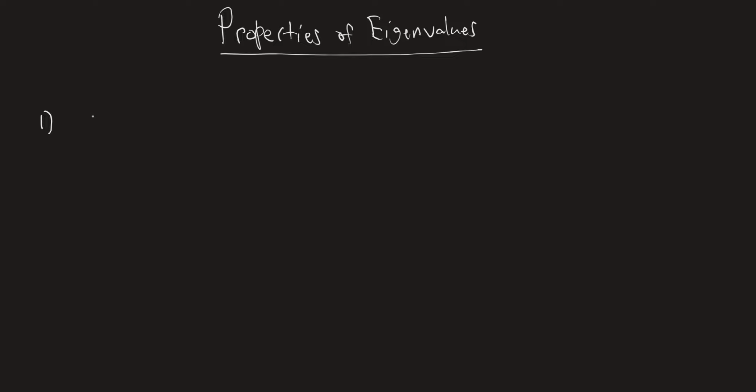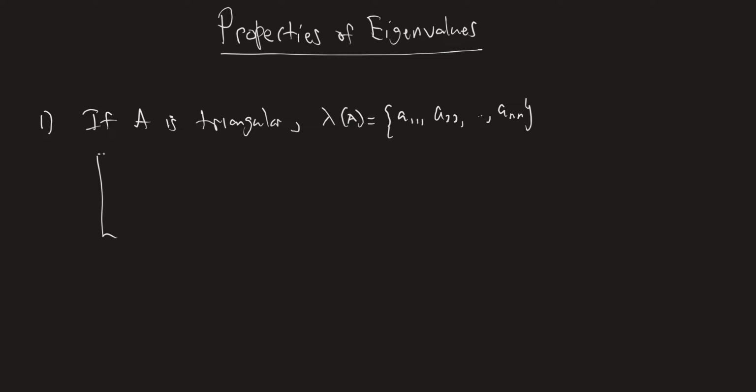So the first one is this: if A is triangular, then the spectrum, which is the set of all the eigenvalues, is just your A11, A22, dot, dot, dot, ANN. I'm just using braces here to indicate that we're dealing with a set. And the way you can see something like this is if our matrix is triangular, it doesn't matter if it's lower or upper.